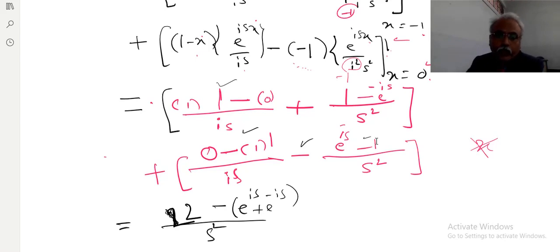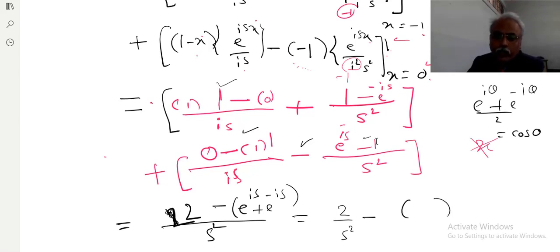So let me write in this fashion. 2 by s square minus, and we recall e raised to i theta plus e raised to minus i theta divided by 2 is cos theta. So whenever there is a plus sign here, we think of cos. To bring cos, you have to divide by 2. So I have to divide e raised to is plus e raised to minus is by 2. This divided by 2 will be extra to make it the cos theta pattern, so I have to multiply by 2 to compensate that. So now 1 by s square as it is. This s square we should not forget.